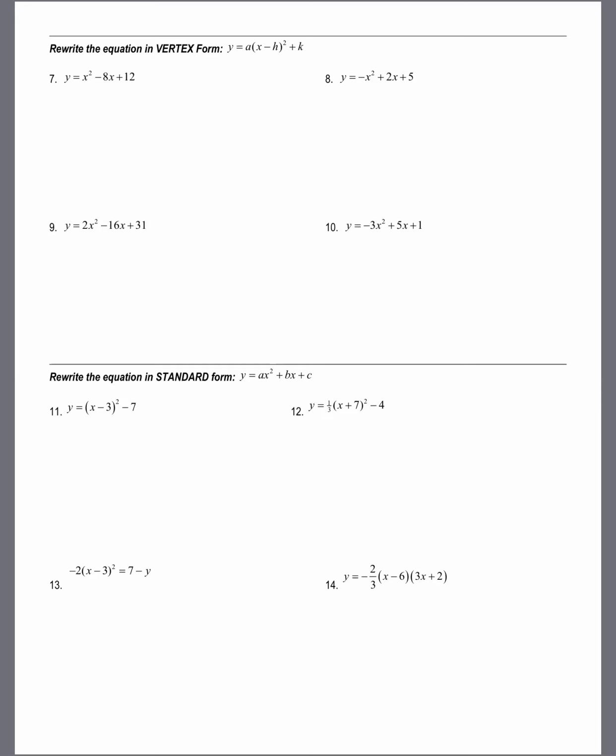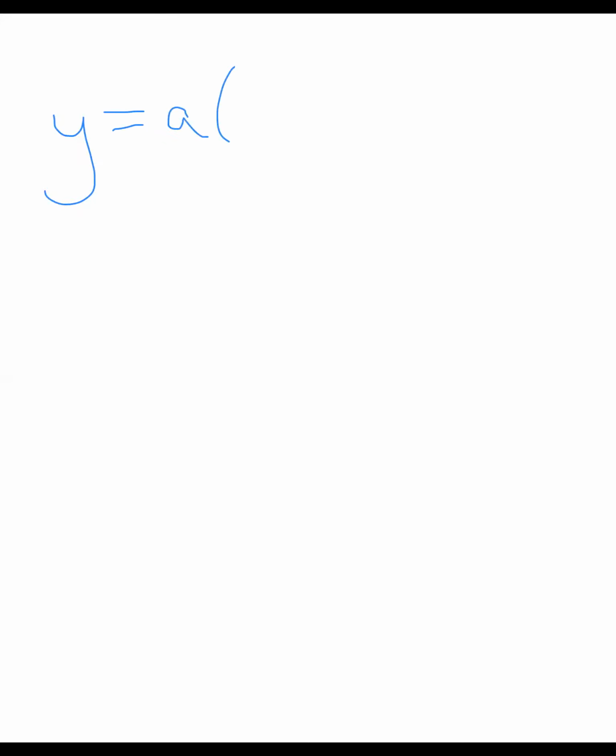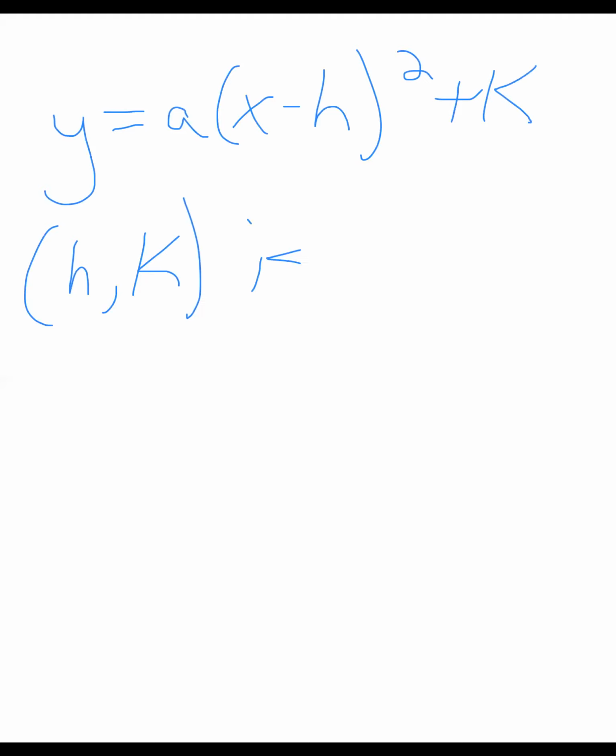Let's just pull up a whiteboard. There's vertex form of a quadratic. H comma K is your vertex. And then A is just everything that it was even in standard form.